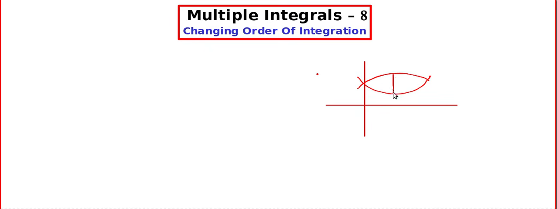This is lesson number 8 and in this lesson we are going to discuss a very important topic, that is changing the order of integration. Now we know that when we evaluate the limits for a double integral, we either use a vertical strip or a horizontal strip. And in change of order, what we do is change the vertical one into the horizontal one or the horizontal one into the vertical one.